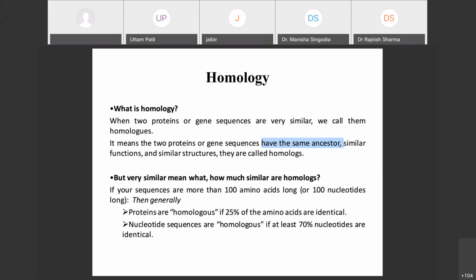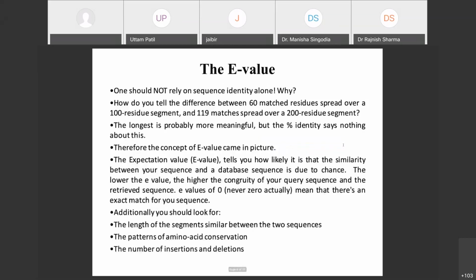The other thing is nucleotide sequence. Nucleotide sequences are called homologous if at least 70% of the nucleotides are identical. Then we will say they are homologous. So basically, sequence alignment can give you a very good idea about sequence similarity and homology.